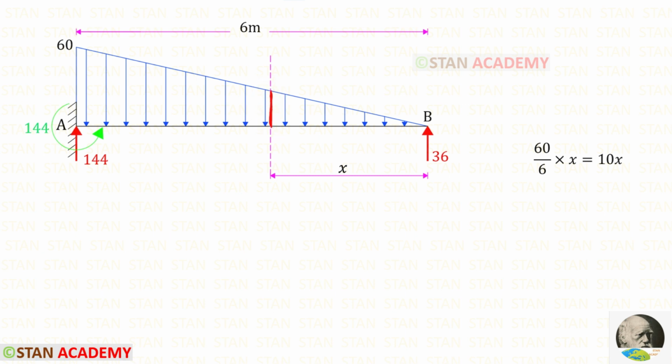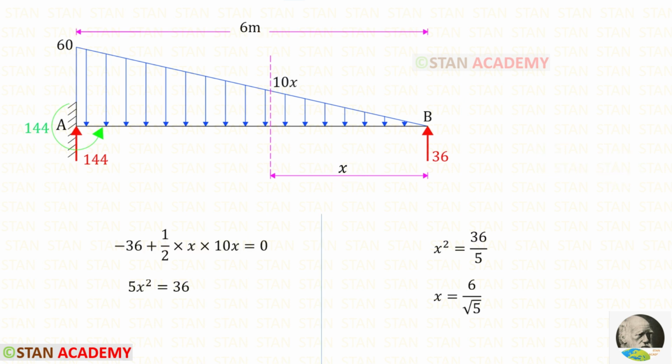For the distance of 6, the height is 60. So for 6, it is 60. But I need the height at the distance of x. So we have to multiply with the x so that we will get the height as 10x. Now let us find the shear force in the section. We know that it is 0.